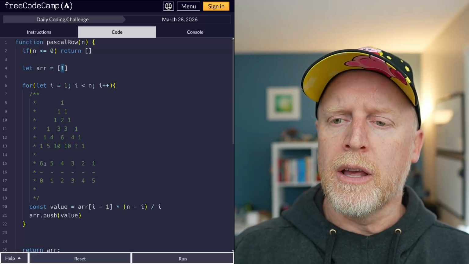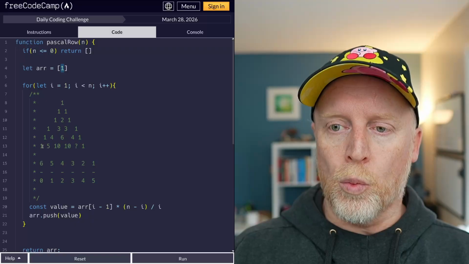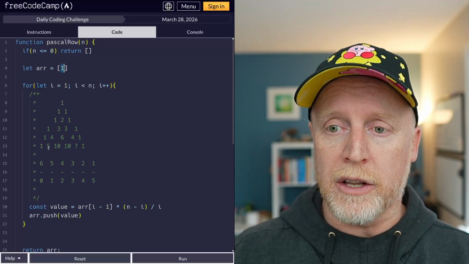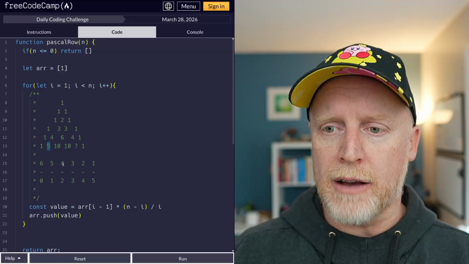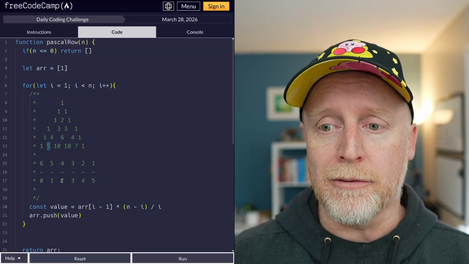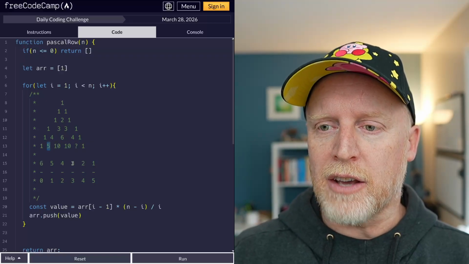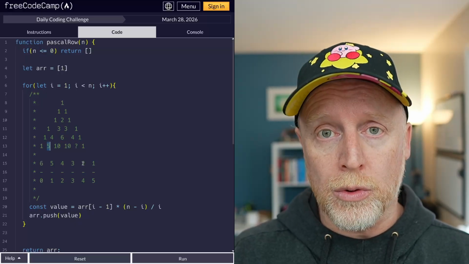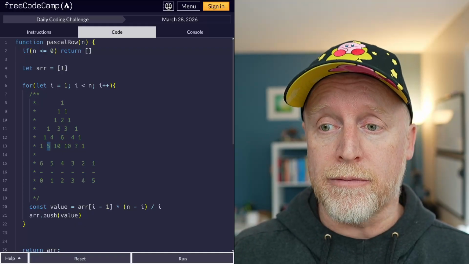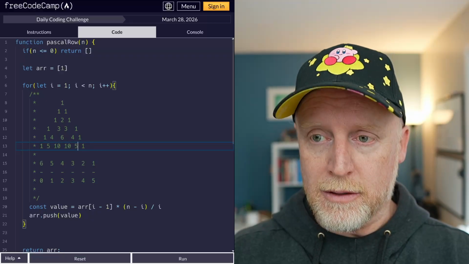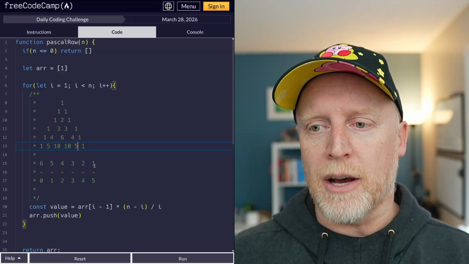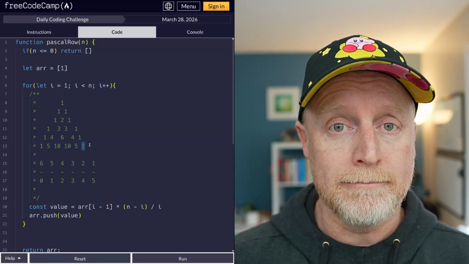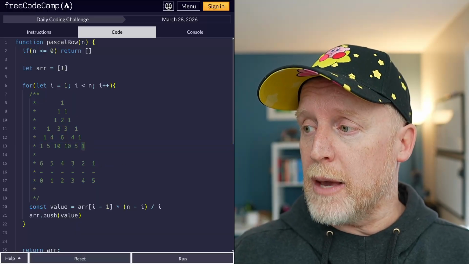based on that, we get that 1. We multiply 1 times 5 is 5, divided by 1 is 5, so there's 5. We take that 5. 5 times 4 is 20, divided by 2 is 10, there's 10. 10 times 3 is 30, divided by 3 is 10, there's 10. 10 times 2 is 20, divided by 4 is 5, there's that 5. And then 5 times 1 is 5, divided by 5 is 1. Brilliant, and we're done. And that works the same no matter where we are.